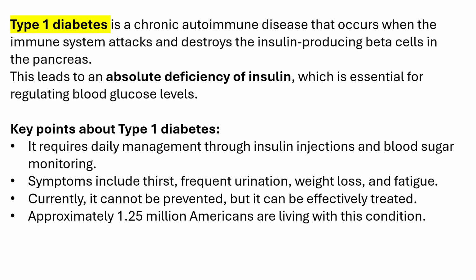All right, so it requires daily management through insulin injections and blood sugar monitoring. The symptoms may include thirst, you're always thirsty, you frequently urinate a lot, right? Weight loss and fatigue is also very common. Currently, it cannot be prevented, but it can be effectively treated. Approximately 1.25 million Americans are living with type 1, okay?